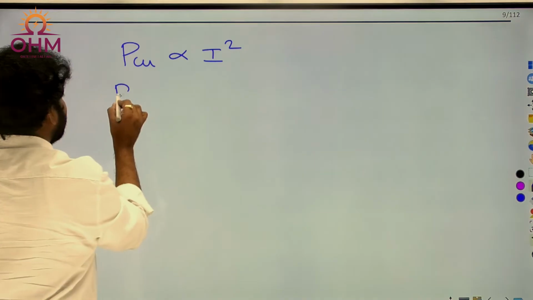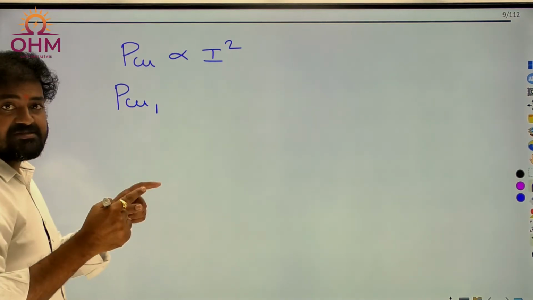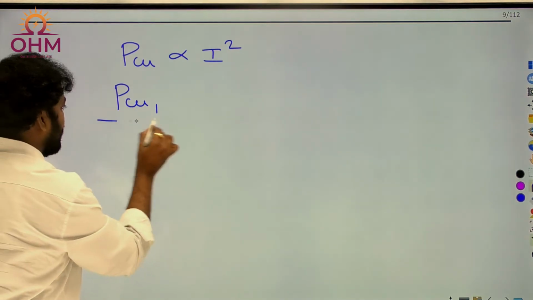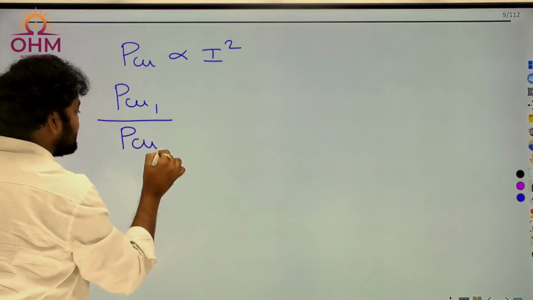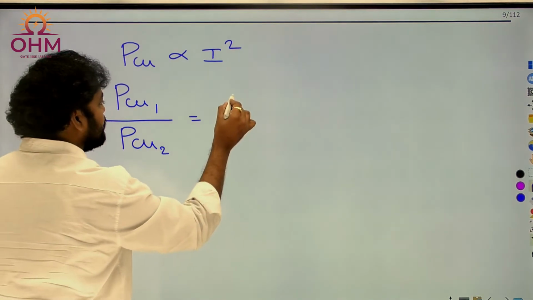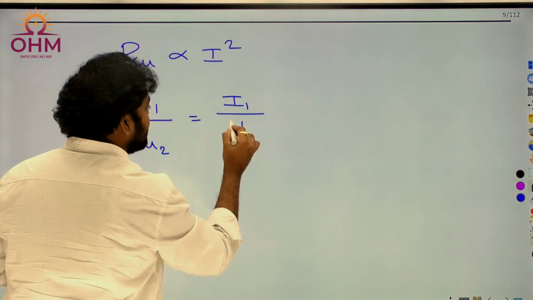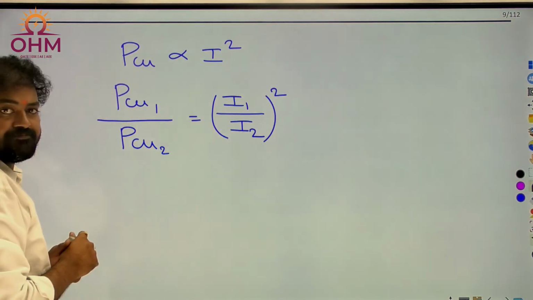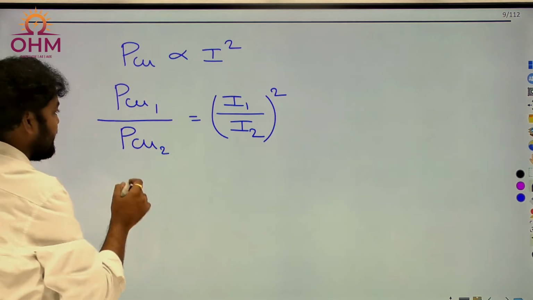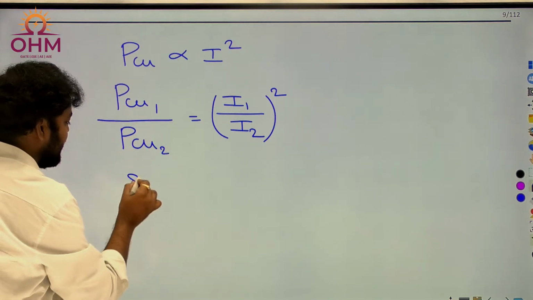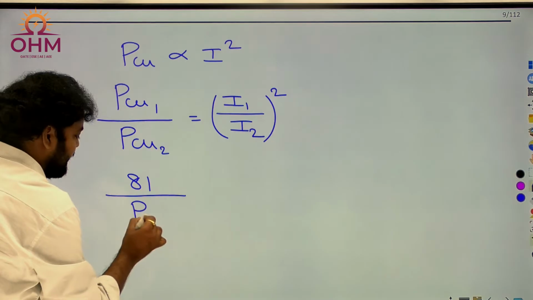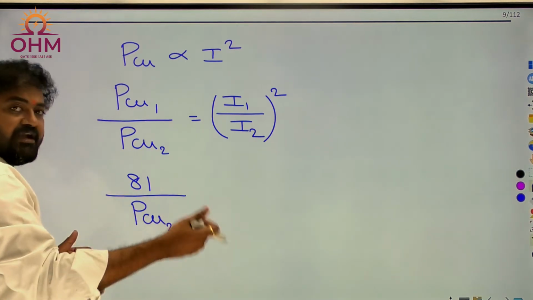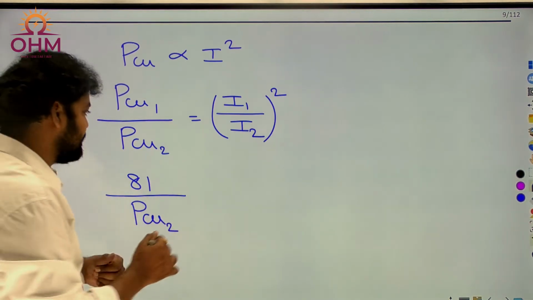So copper loss in the first case means given data. Copper loss in the second case is required data, is equal to current in the first case divided by current in the second case, whole square. It is direct proportionality. So in the first case, that is the given data, what is the amount of copper loss? 81 watt. But I wanted to know copper loss in the second case, that is at 100% current.